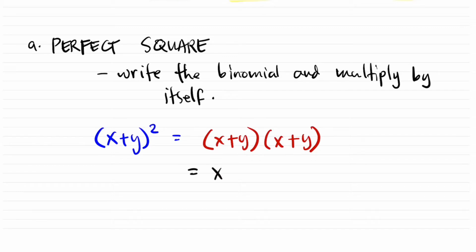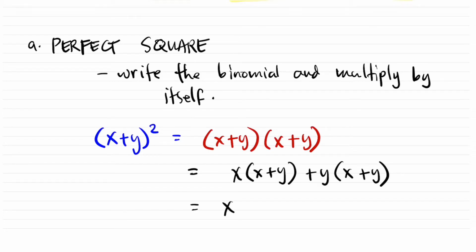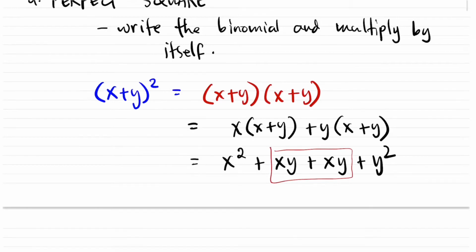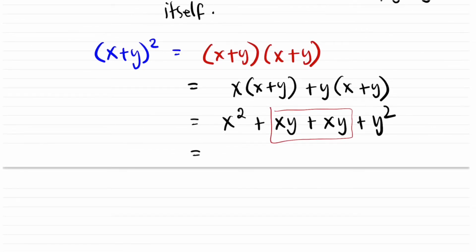So we have x plus y times x plus y. Then we simplify, we have x squared plus xy plus xy plus y squared. And then we combine like terms. If you remember our binomial product, we combine like terms since they are the same. So therefore our new product would be x squared plus, we add 1 plus 1 equals 2xy, plus y squared.